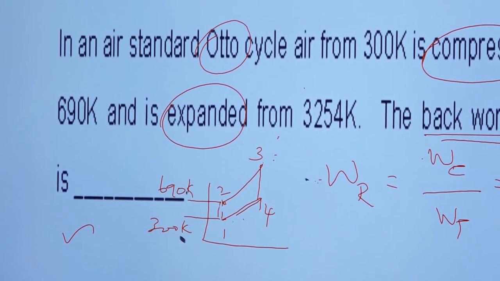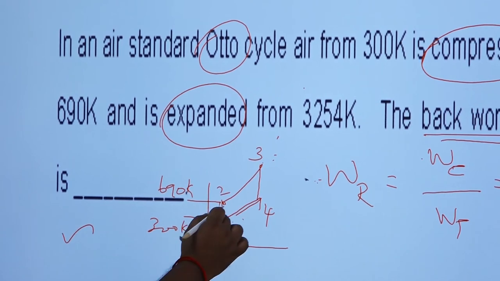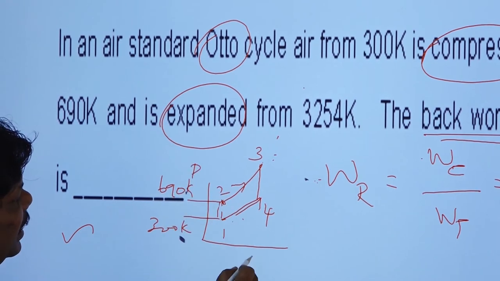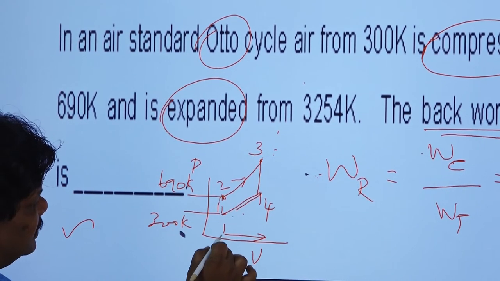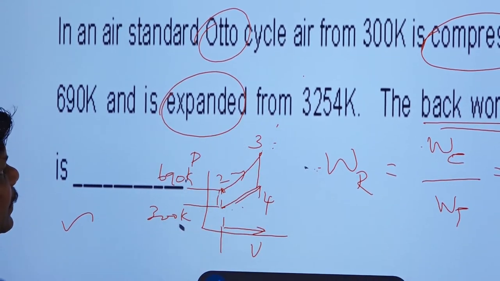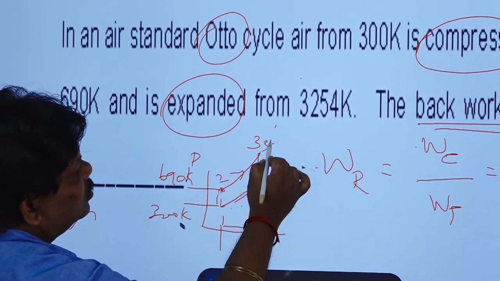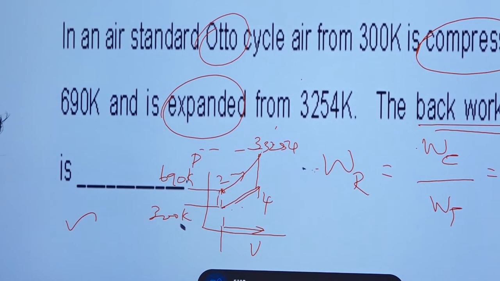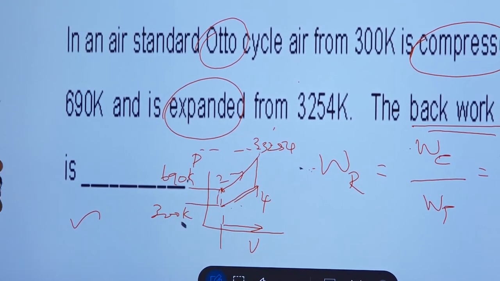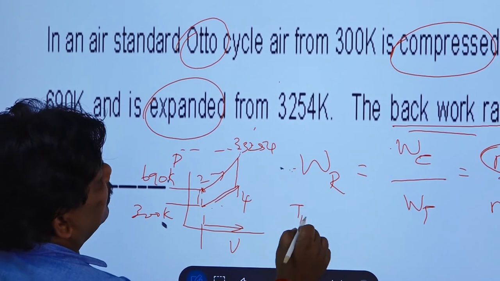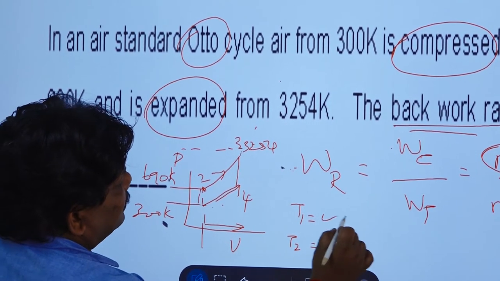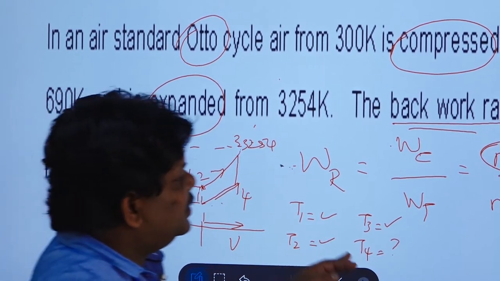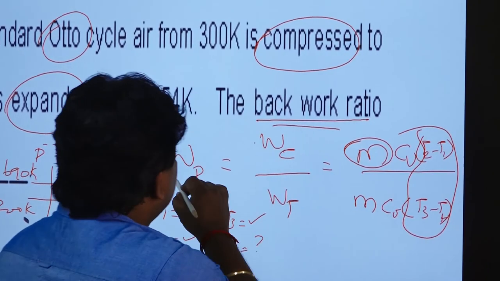Okay, so 1 to 2 is a compression process, and 2 to 3 is the expansion. Here the expansion takes place; in the P and V diagram you can see the volume changes. 2 to 3 reaches around 3254 Kelvin, which means heat addition takes place and the temperature increases. So T3 is around that. T1 you know, T2 you know, and T3 you also know. Now you need T4. If you know the value of T4, you can easily find this work ratio.